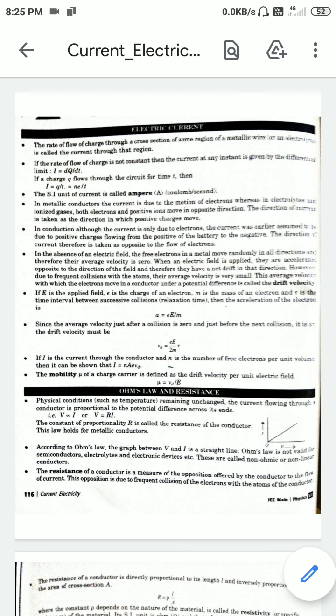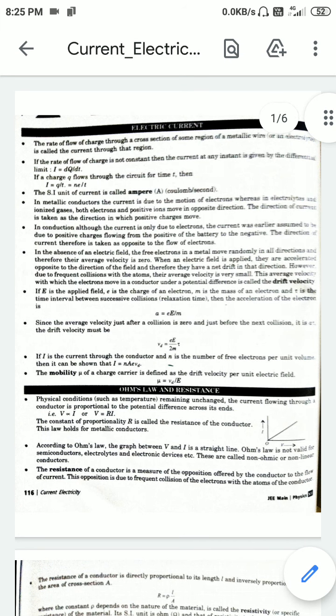So today we'll discuss the current electricity synopsis first. Before going to the multiple choice questions, we'll go through the synopsis.